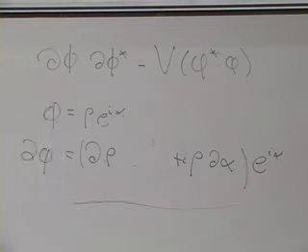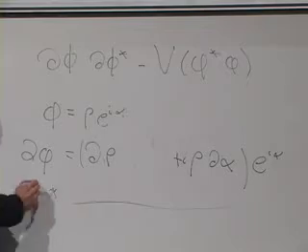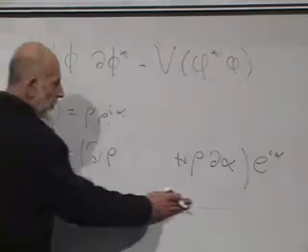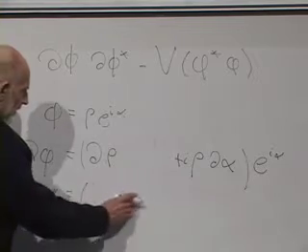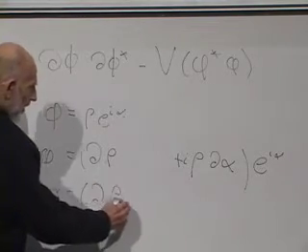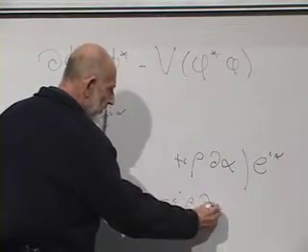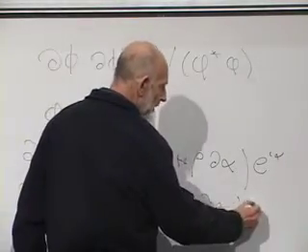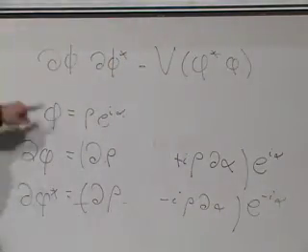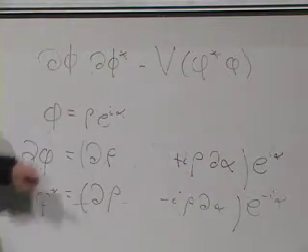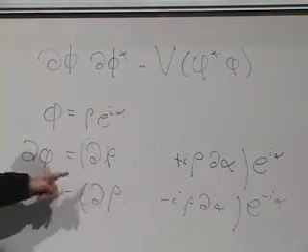What about the derivative of phi star? Let's work that out. That's exactly the same thing except with a minus sign over here. Derivative of rho minus I rho derivative of alpha, times e to the minus I alpha. Now, what happens when we multiply these two? When we multiply these two, the cross term goes away, and we just get two terms.